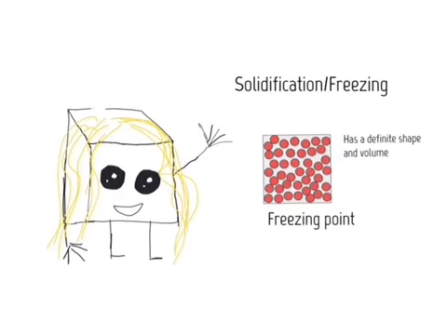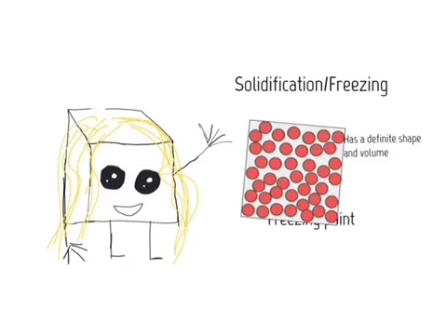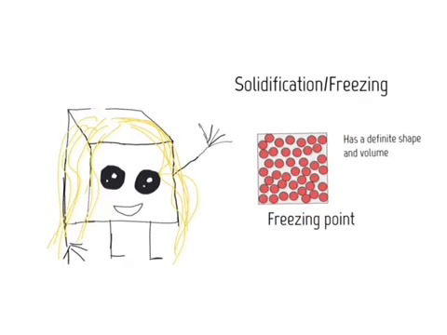A solid has a definite shape and a definite volume. The point when a liquid becomes a solid is called the freezing point. Here is a look at the molecules inside her body. As you can see, they're tightly packed. The molecules only get to vibrate around. Emmy really enjoyed her life as an ice cube.